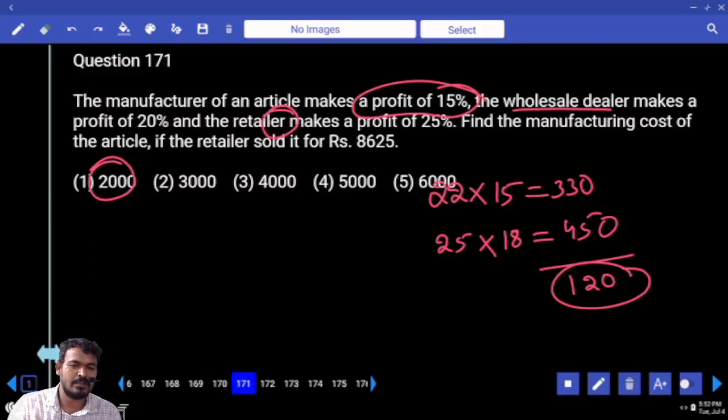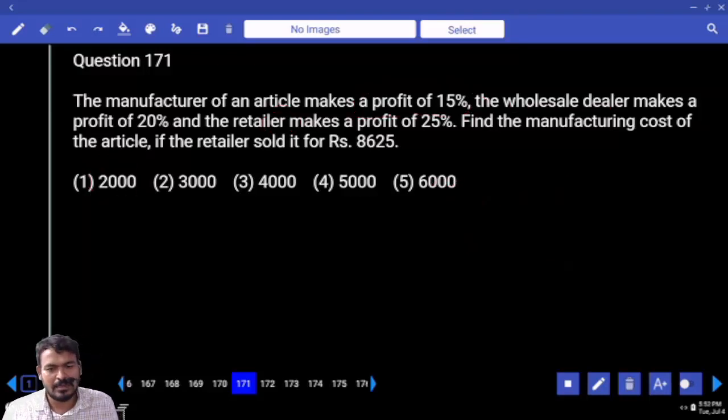Next, question number 171. The manufacturer of an article makes a profit of 15%. The wholesale dealer makes a profit of 20%. And the retailer makes a profit of 25%. Find the manufacturing cost of the article if the retailer sold it for how many rupees?